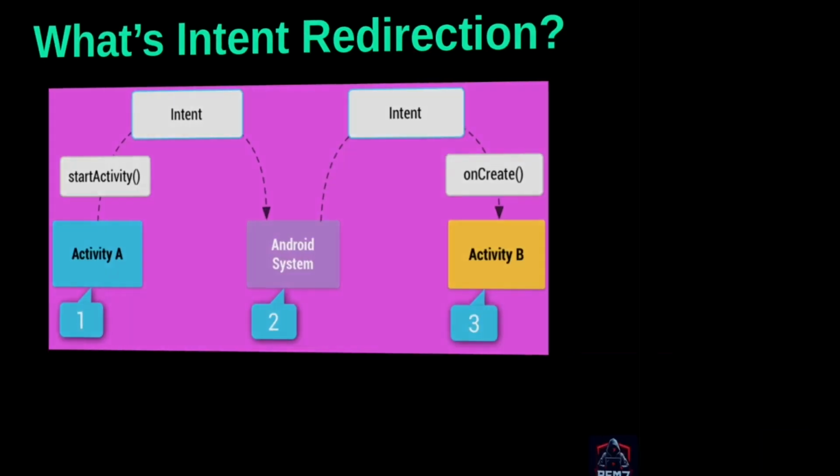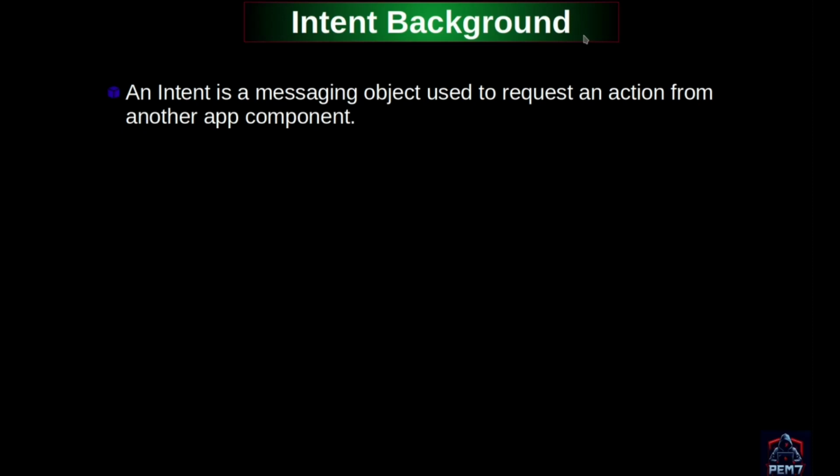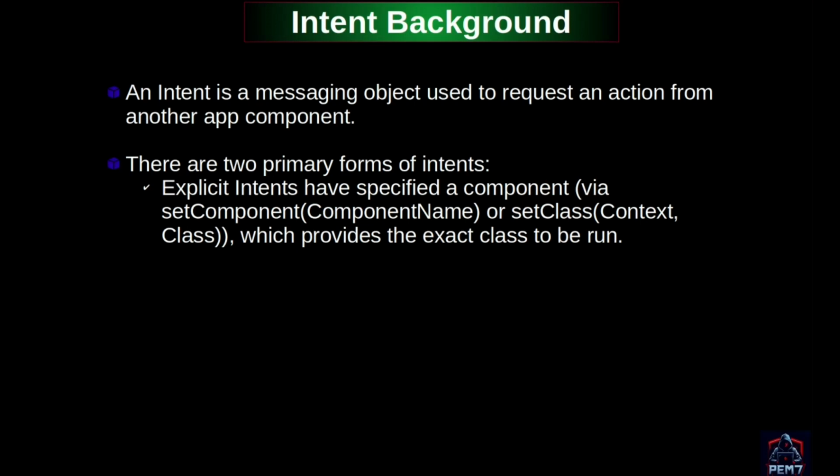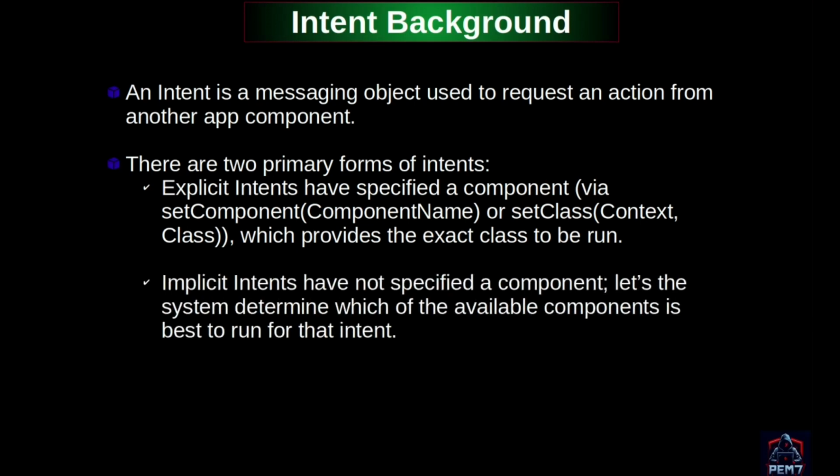Now, for us to get the best out of this video, we must understand what an intent is in the first place. And this is our way as ethical hackers: we seek understanding before going into action. An intent is a messaging object used to request an action from another app component. There are two types of intents, explicit and implicit.